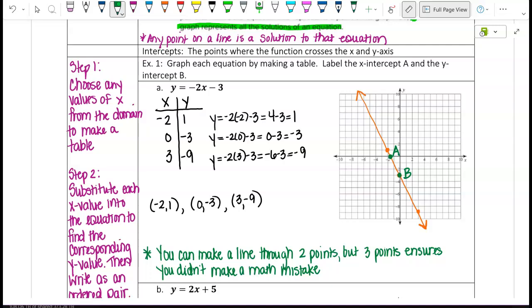By adding that third point, and sometimes they'll even have tables of 5 points, but at least adding in that third point ensures that they're all falling on the same line. If you do bad math on one of them, you won't be able to connect all the points together, and that should cause you to go back and double check your math to make sure that you have substituted correctly.